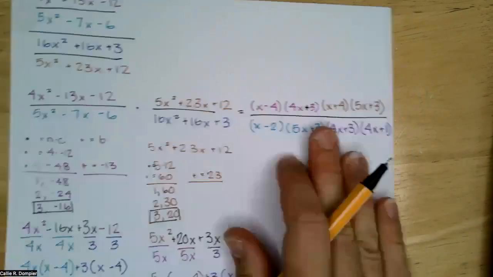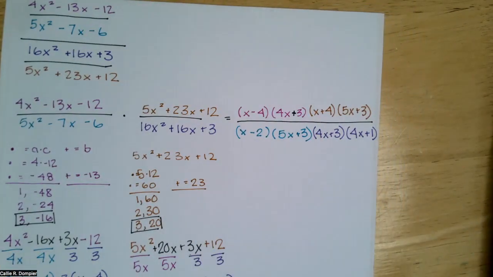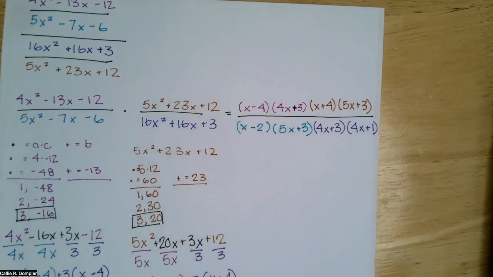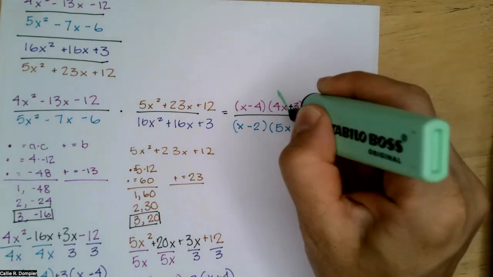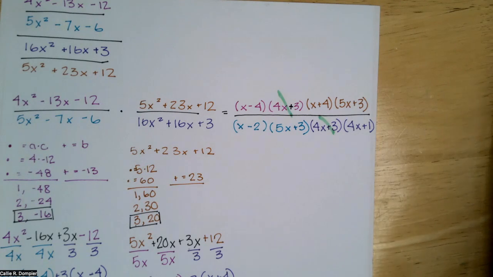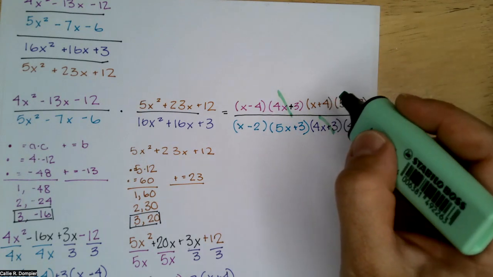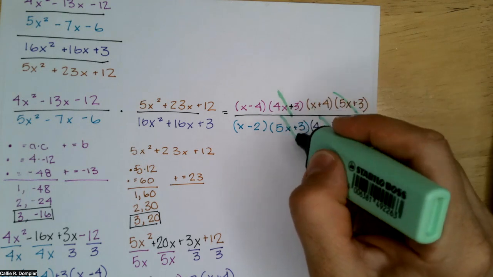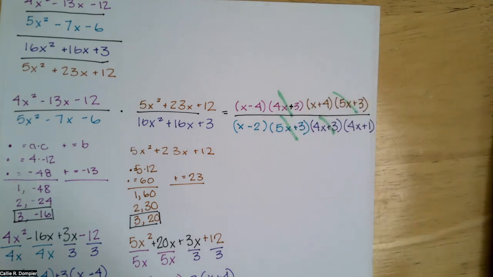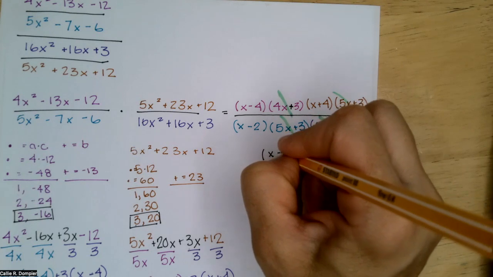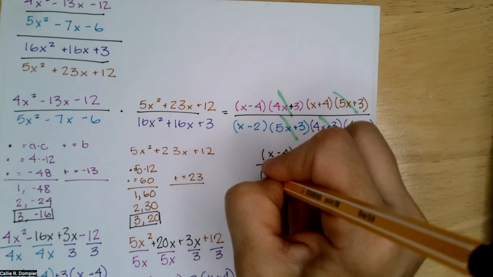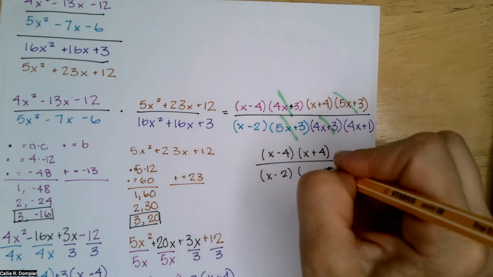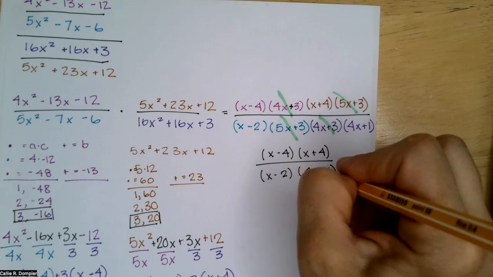Okay, now it's just a matter of canceling factors that are common to the top and the bottom. The parentheses are being multiplied, so each of these is a factor. We have 4 factors on top and 4 factors on the bottom. 4x plus 3 on the top cancels 4x plus 3 on the bottom, and 5x plus 3 on the top cancels 5x plus 3 on the bottom. It says leave it in factored form, so this is just x minus 4 times x plus 4 on top, and x minus 2 times 4x plus 1 on the bottom.